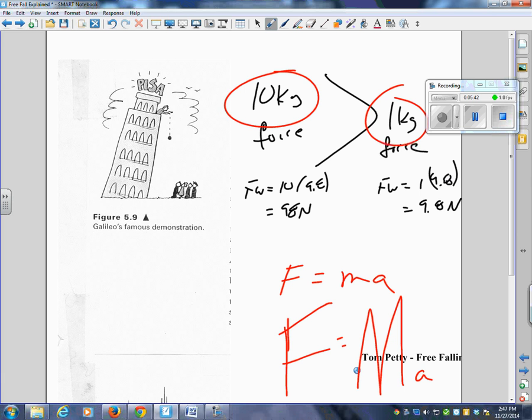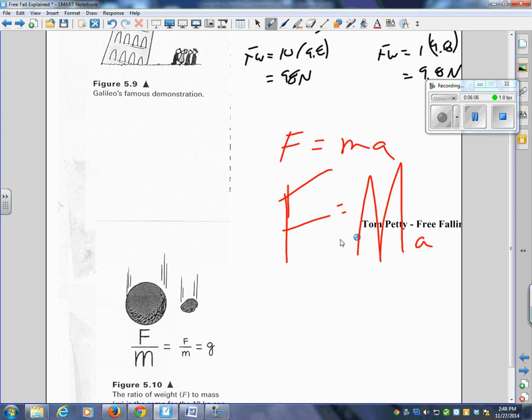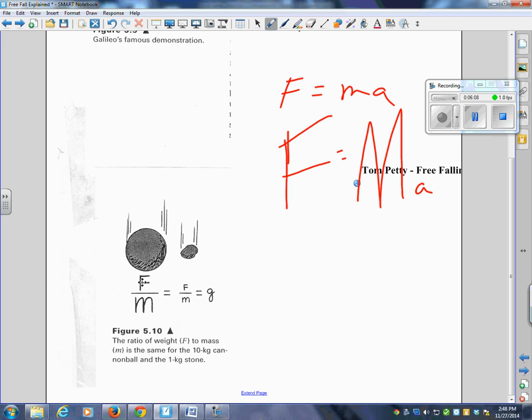That's what it says right here. The followers of Aristotle believed that the cannonball should accelerate at a rate 10 times that of the stone because they considered only the cannonball's 10 times greater weight. However, Newton's second law tells us to consider the mass as well. Thought will show you that 10 times as much force acting on 10 times as much mass produces the same acceleration as the smaller force acting on the smaller mass. And there it is in symbolic notation: big F over big M. If this is 98 and that's 10, that's the same thing as 9.8 over 1, which is gravity.